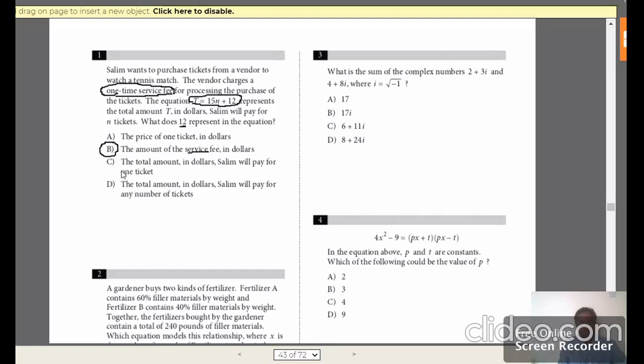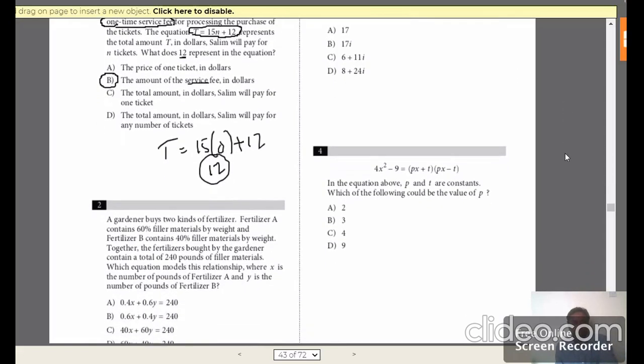You don't have to check anything, but even if you want to recheck your answer, just substitute 0 in place of n and then check. Your answer is going to be 12, so what does 12 represent? It is nothing but the charge they are going to apply.